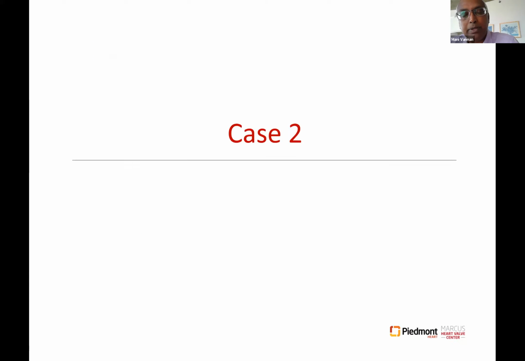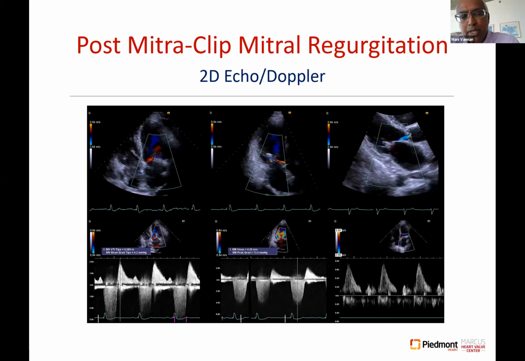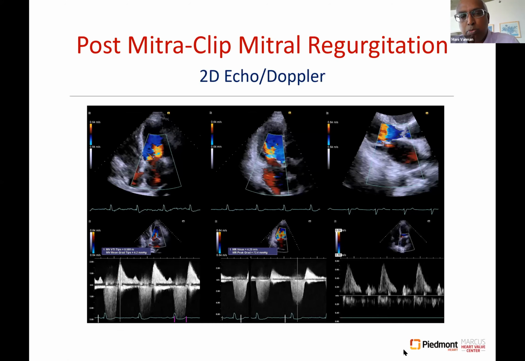For the sake of time, I'll bypass this case too, except to make the point. This is a post-mitral clip.